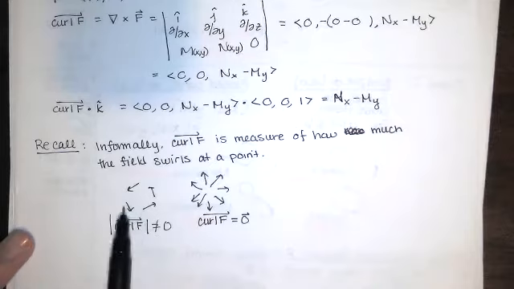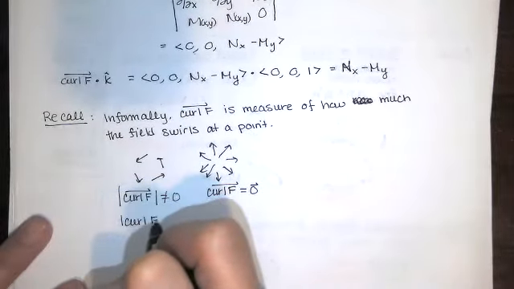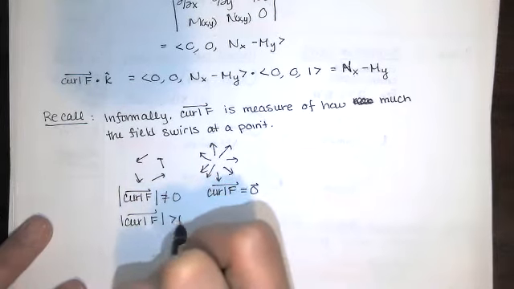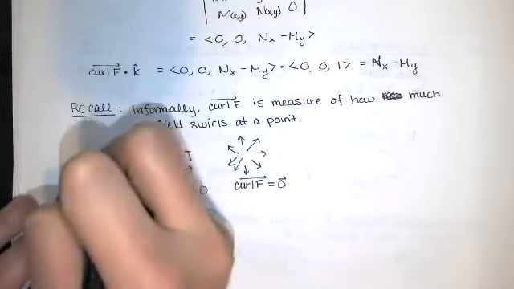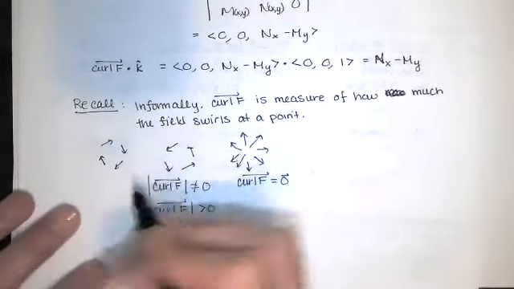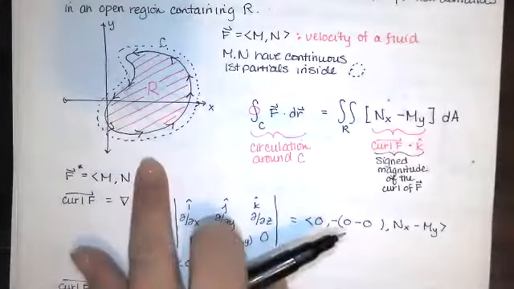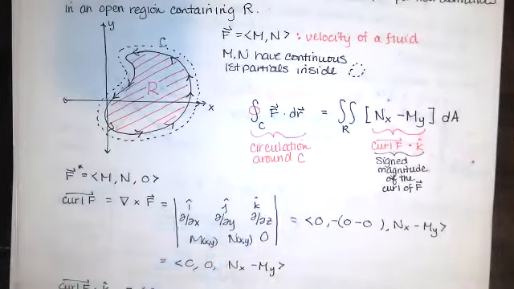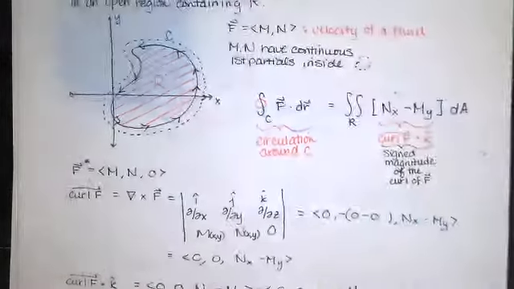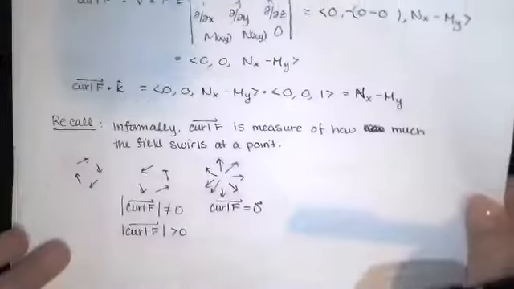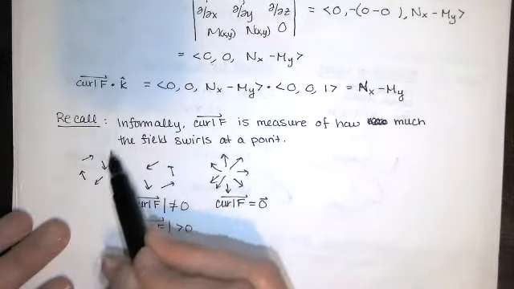Now, if these guys were going the other way, in the clockwise direction, this is also a non-zero curl, but it's going in the opposite direction. We had to choose a direction. We had to say, well, this is going to represent positive from now on, and the other way is negative. Because of sign conventions, we say that's positive, and this is negative.